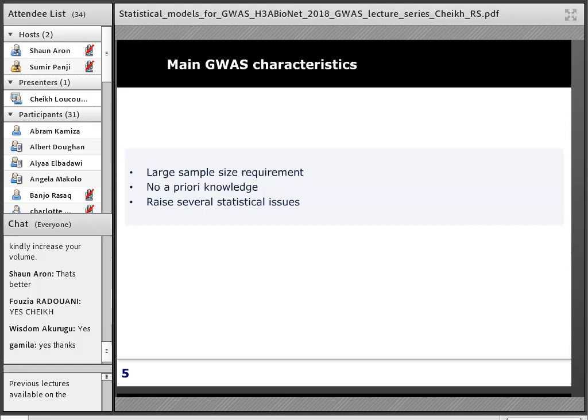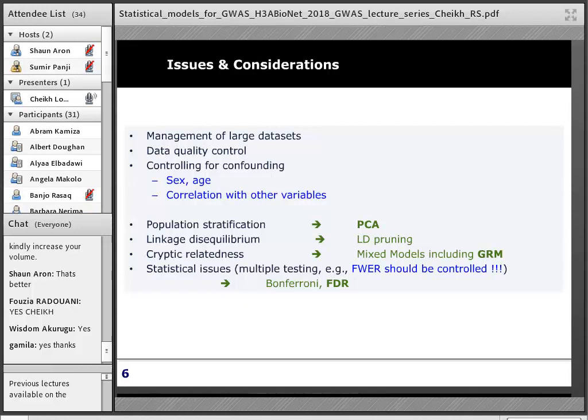Some issues and considerations are the management of large data sets, which is a little bit tricky, and data quality. Controlling for confounding, like age and sex. Sometimes you also have correlation with other variables that can bring some confusion in your results. You also have the problem of population stratification that can be handled by the principal component analysis method.